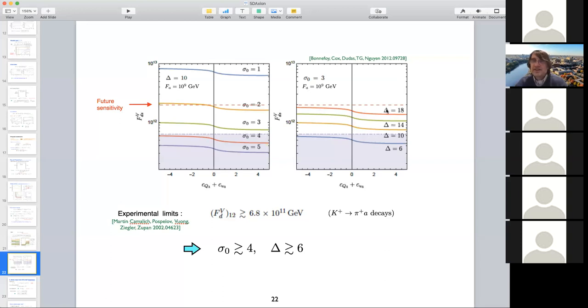But if you want to see it as a function of delta, it gets very interesting, actually, in the sense that right now, the values of delta that are ruled out wouldn't work for the quality problem, right? Here's delta equals 6, but the future sensitivity will start to probe the values of delta which will solve the axion quality problem. So anyway, that's all I want to say on this first part of the talk.